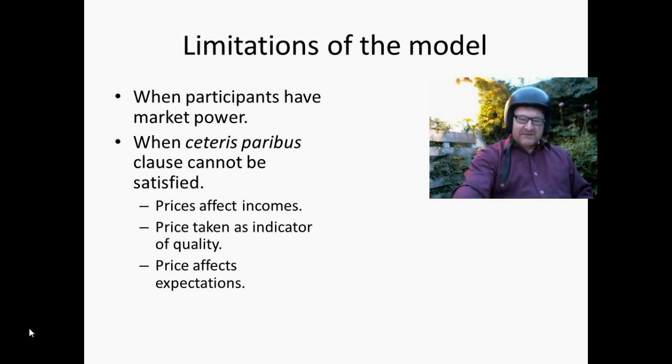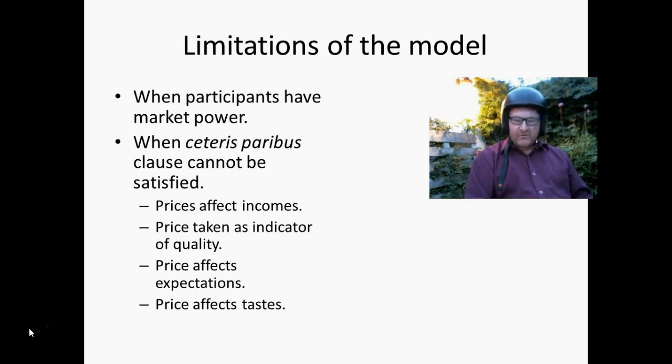Prices might also affect expectations, which could cause demand or supply to shift. And prices might affect tastes as well. So if prices go up, some people like to buy a product because it's more expensive. Their tastes change because they perceive the product as being more desirable now than before. This might be called a snob effect. Anyway, that's pretty much it for my summary of the bare bones of the mechanics of a basic supply-demand curve model. Hopefully this has been useful to you.